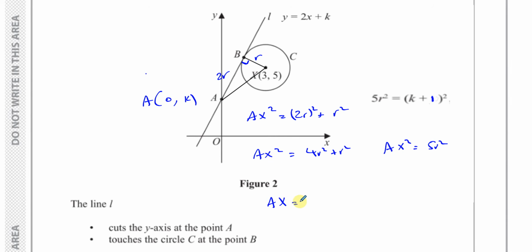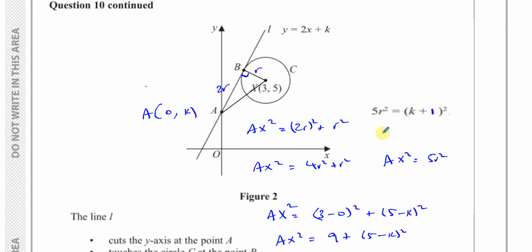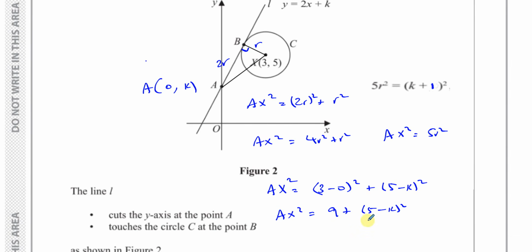I can say AX squared is also equal to, if I now use the length formula, the change in x, which is 3 minus 0 squared, plus the change in y, which is 5 minus k squared. So AX squared is equal to 9 plus (5 minus k) squared, which I can expand later if I need to. So that helps us now to solve the problem, because we have an expression for AX squared.